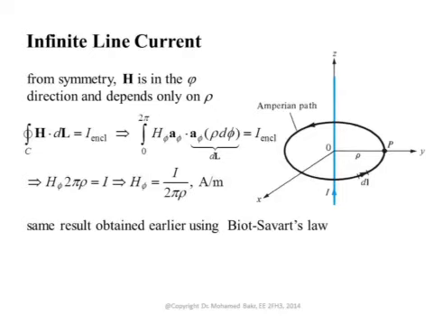So we can see the symmetry of the problem: we know the magnetic field is in the phi direction, must be circulating around the current, and is only a function of rho. It decays as you go away from the wire. This allowed me to use the right Amperian path in which H phi is constant. I was able to take it out of the integral and then multiply by the length of the contour, which is 2 pi rho, and this simplified things a lot.